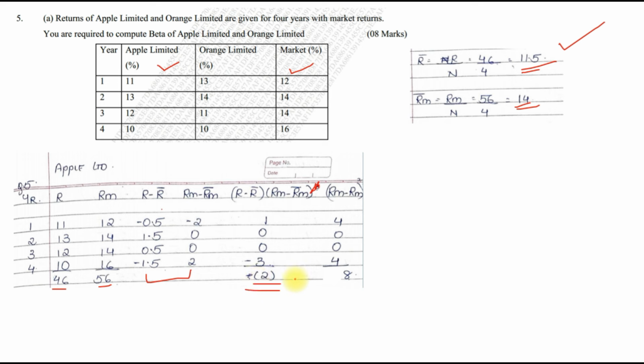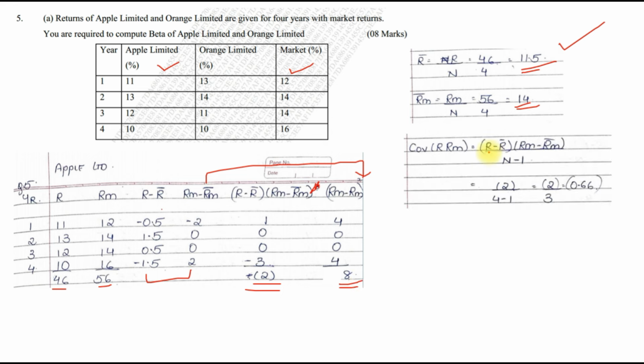So you multiply, we get these values and get the total, because that total is important. So it comes to -2. And the last column will be RM minus RM bar, the whole square, the square of that one column and the total of that, which comes to 8. Once you have got that, we just have to apply three formulas. First, covariance. Formula is R minus R bar into RM minus RM bar, the whole thing upon N minus 1. So we have already got that, -2 upon 4 minus 1, that is 3. So -2 divided by 3, 0.66 negative is our covariance.